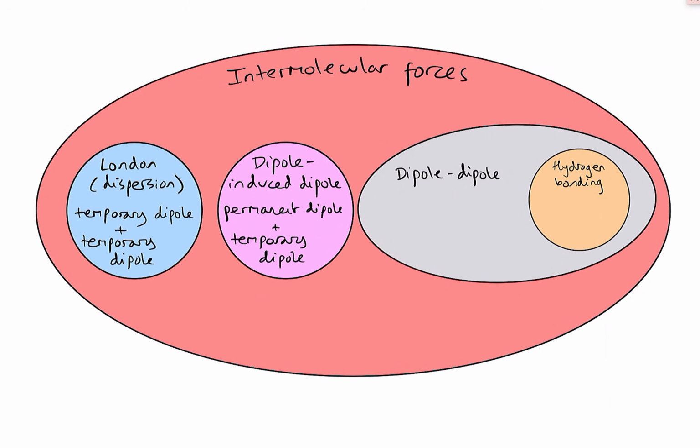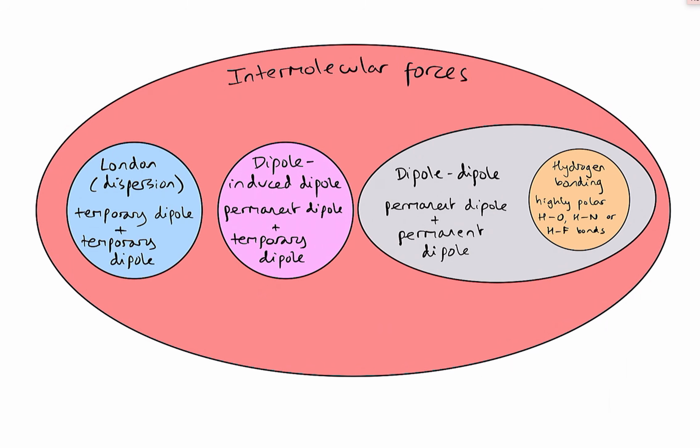Thirdly, we've got dipole-dipole forces which occur between polar molecules, meaning that these are attractions between permanent dipoles. And finally, as we said previously, hydrogen bonding is just a specific type of dipole-dipole force with a particularly polar bond, which requires a hydrogen that is directly bonded to an oxygen, a nitrogen, or a fluorine.